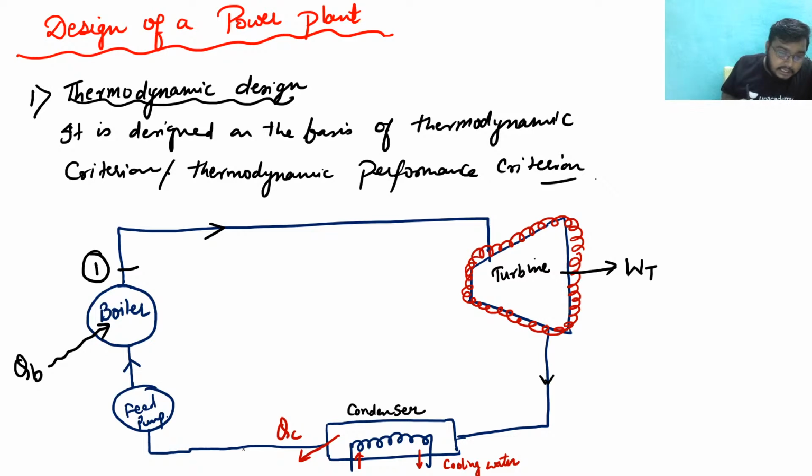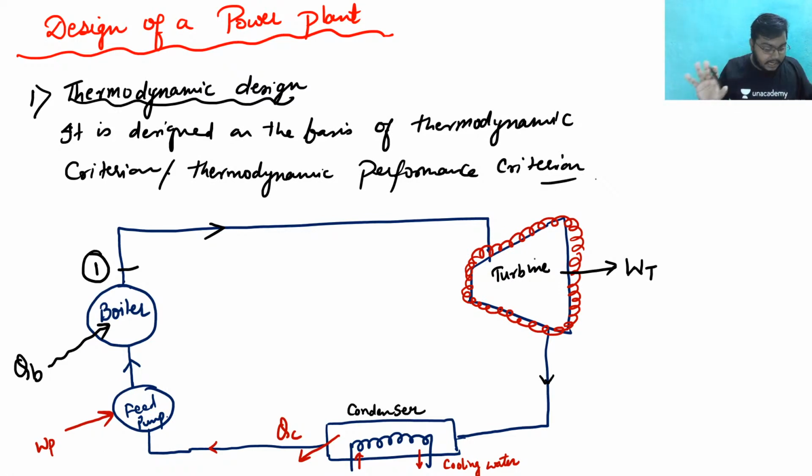Once the heat is rejected, after flowing from the turbine, it is fed to the condenser, and in the condenser the heat of that water is lowered, and hence there is a rejection of heat. Next it is fed to the feed pump, and we are giving work to the feed pump, that is wp, and this feed pump is pumping the water to the boiler.